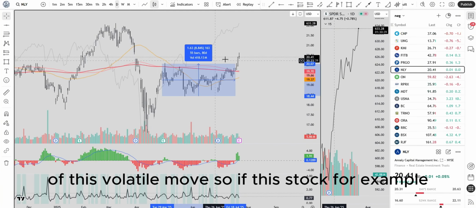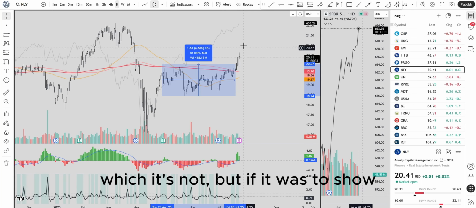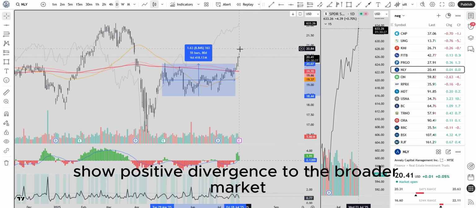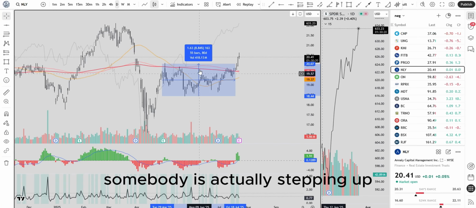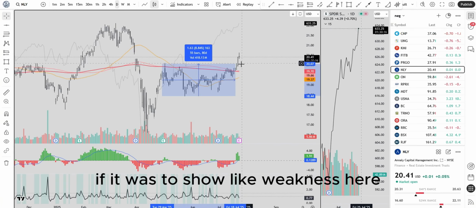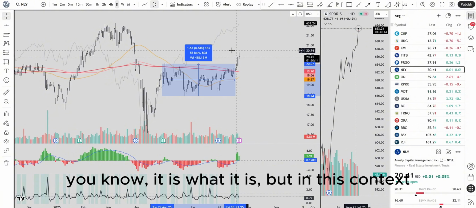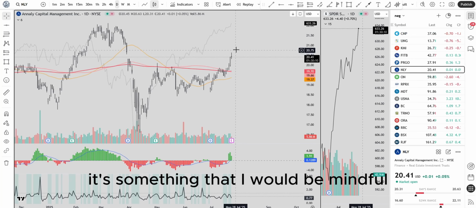So if this stock, for example, in one scenario, was to show positive divergence to the broader market, which it's not, I would definitely be mindful of this, that somebody is actually stepping up and holding this stock at this level here. If it was to show weakness here, then again it is what it is. But in this context, it's something that I would be mindful of.